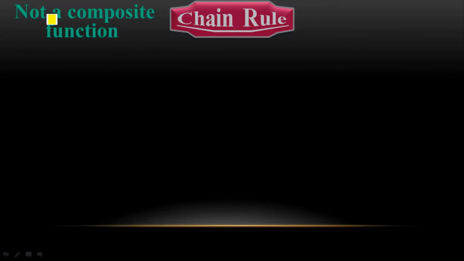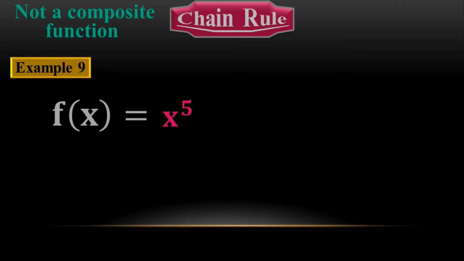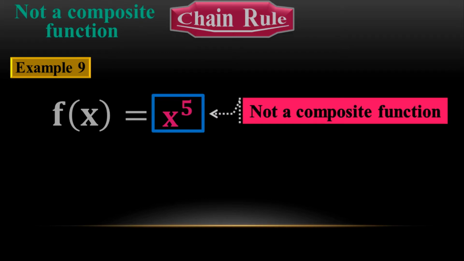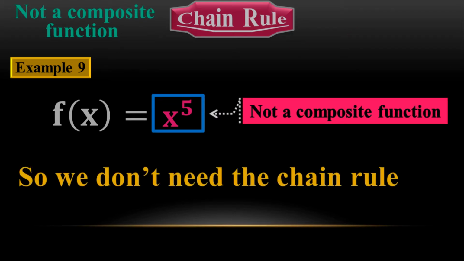But what if I have a function which is not a composite function? Will I be able to use the chain rule or not? So let me check it. Let me show you by examples. Example 9. If f of x equals x to the 5, when you look at x to the 5, it is not a composite function. Therefore, we don't need the chain rule.